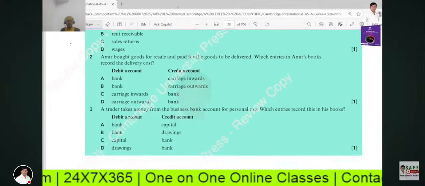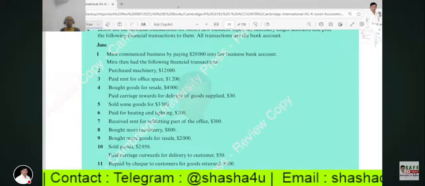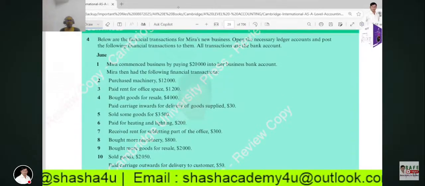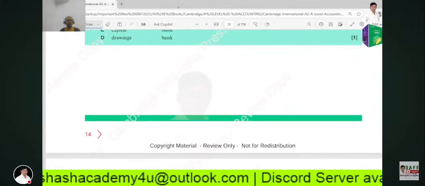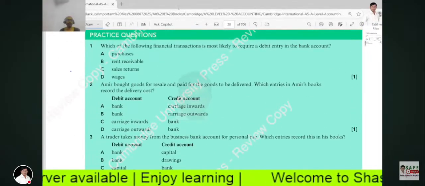Capital account is 3,20,000. This is correct. Fixed assets is 1,80,000. Drawings is 60,000. You can also try solving this question on your own.